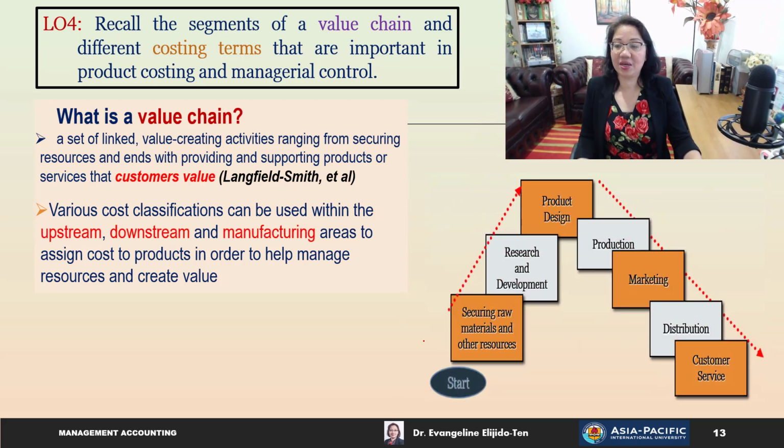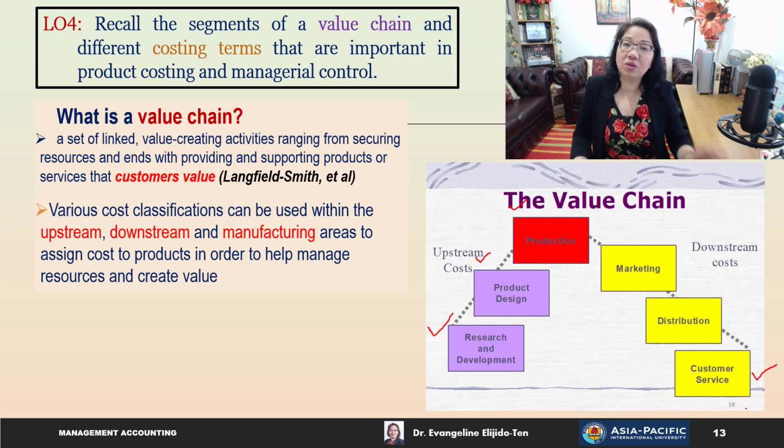So as you can see here, the value chain starts from securing raw materials and other resources. Then it goes on to research and development and product design. And where does it end? It ends with providing the products by what? By distributing it to them, marketing it to them, and by providing customer service in form of warranties, support, and the like. So the value chain really has the upstream.